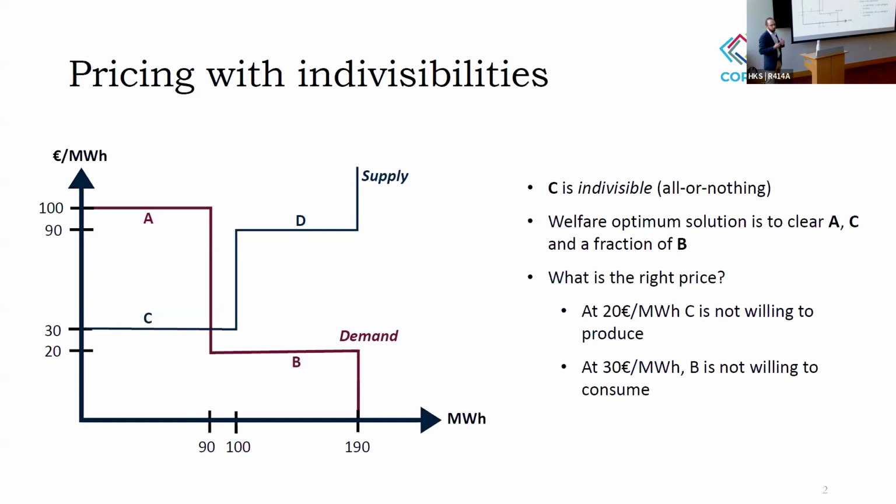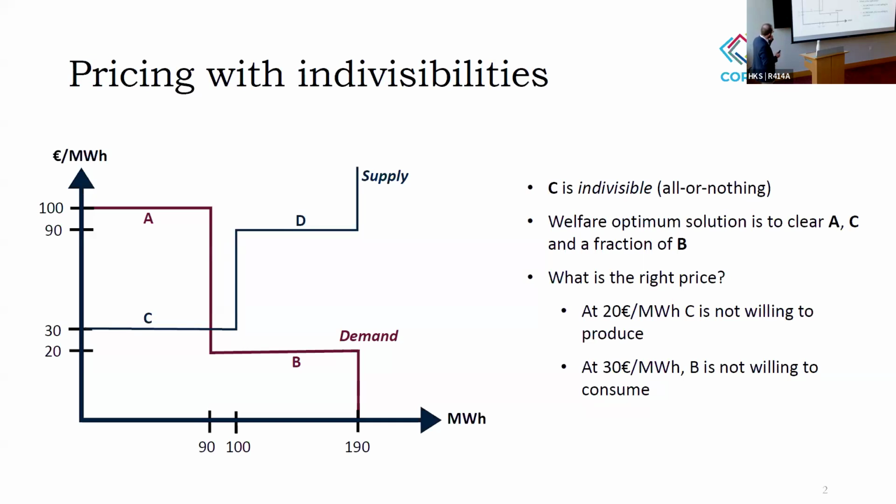Then the auctioneer needs to find the cleared allocation and also to announce a market clearing price. If everything here was convex, I assume a lot of you see that the allocation that would maximize the surplus of this small market would be to clear A entirely, to clear 90 megawatts on the supply offer C, and then to reject the other bids. With this allocation, the surplus would be the area between A and C. And if you pick a price of 30 euros per megawatt hour, all the market participants would have the right incentive to implement the allocation that I've just described.